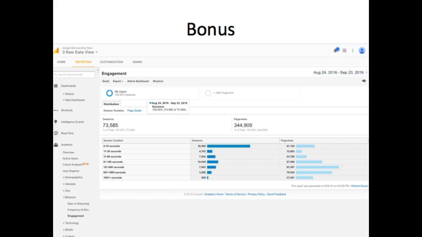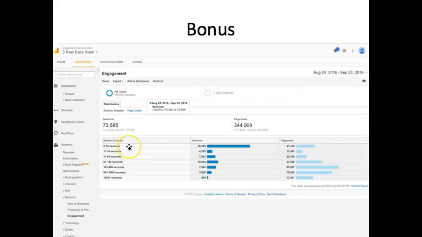One of the bonus things for number 3 is that you want to take a look at the engagement report. What we're looking for here is when they come to the site, did they visit more or less often? The length of visit is what we're looking at here. We want to look at the distribution of the average time on site by session and by page views. You can find this under the audience, behavior, and engagement tab. Here's a distribution of the session length based on the number of seconds.